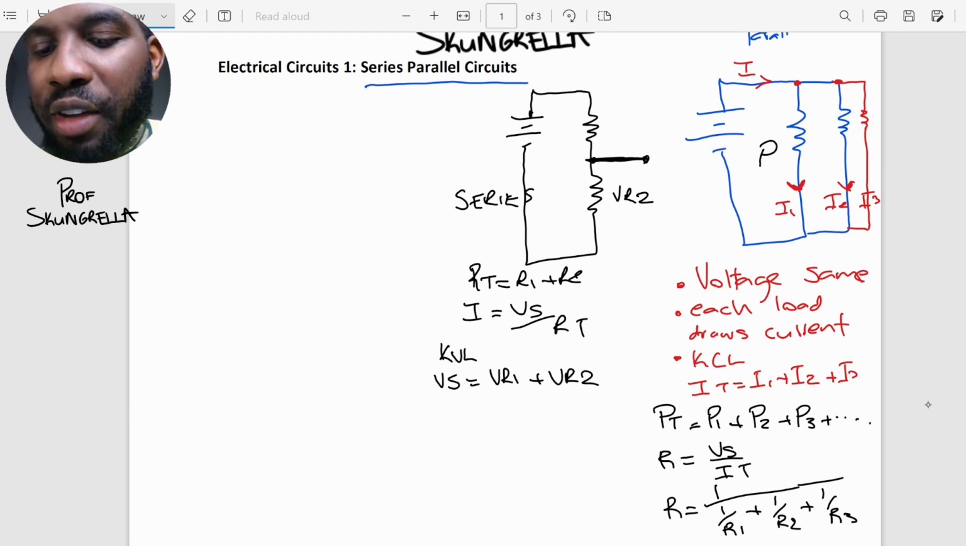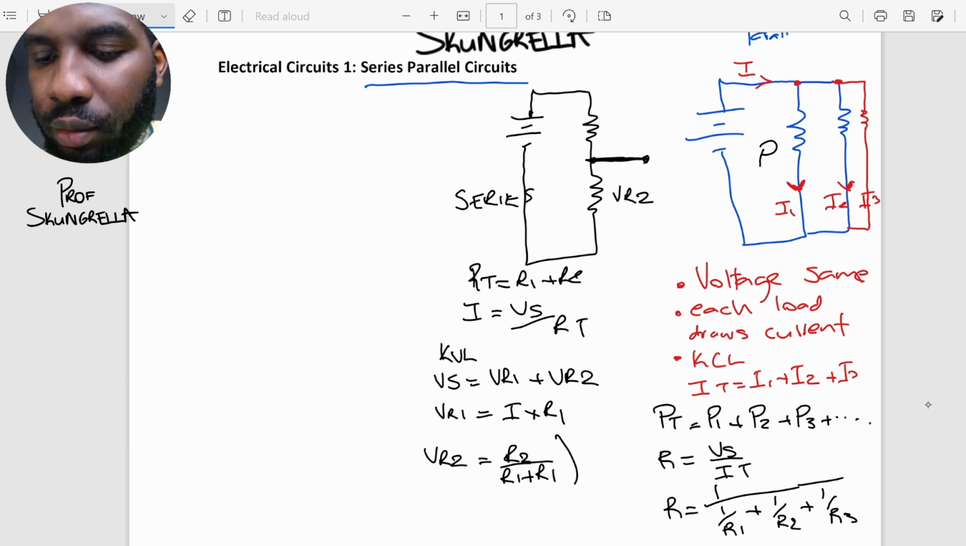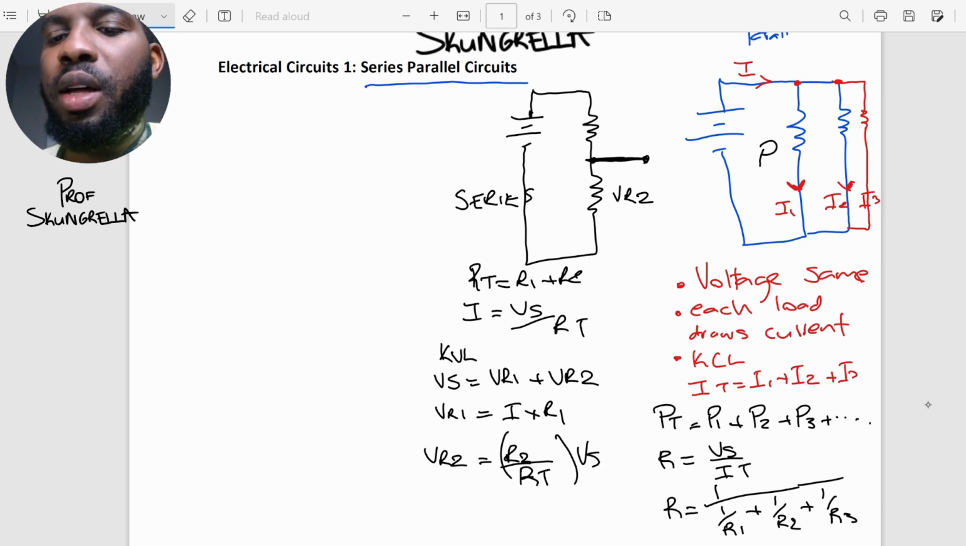So to find VR1, we said we can use Ohm's law. So VR1 is going to be equal to the current times R1, right? Or we can use the voltage divider method, where for VR2 we have R2 over R1 plus R2, which is the same as RT. So R2 over RT times the Vs, and that will give us the voltage drop here as well.